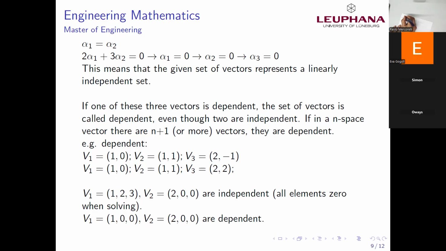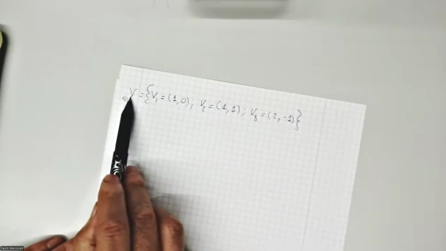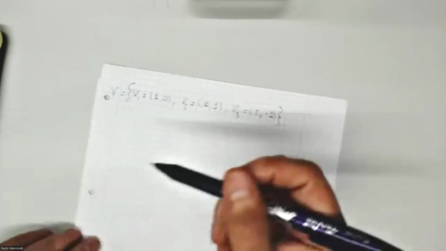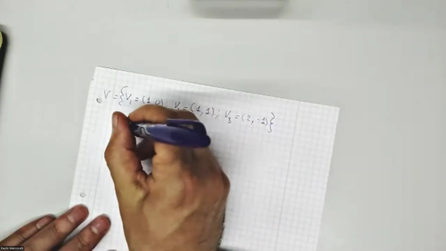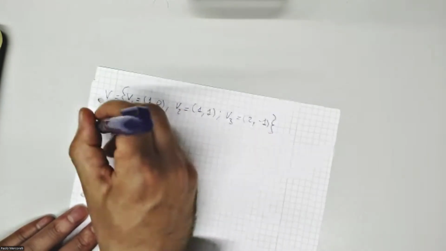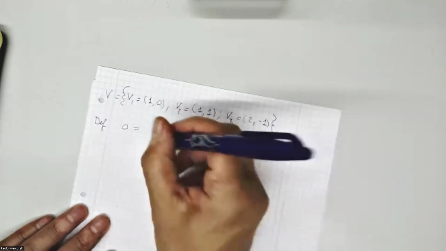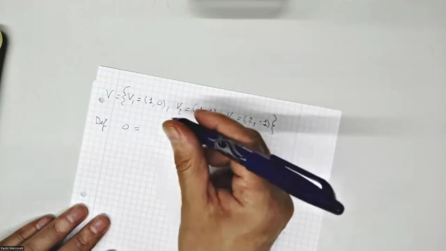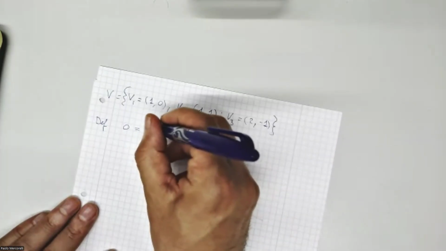Okay. I try to do a little bit. Let me share now. Is the set V characterized by V1, V2, and V3. This means, you remember, the definition. I check the dependence or independence using the definition.